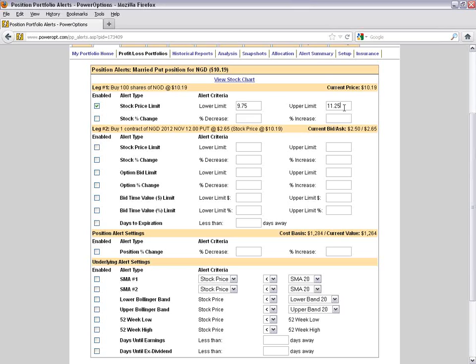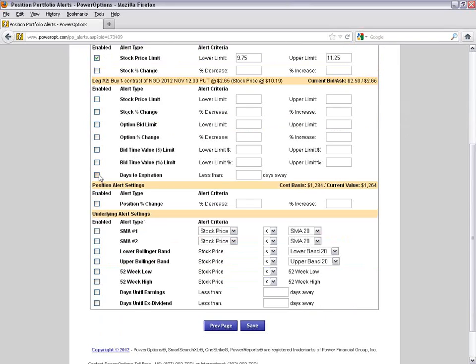Now I might want to analyze doing an adjustment for this particular position. I can also be notified if I'm within 60 days to expiration, just in case I forget. In general, I might want to look at 75. I just don't want to let that go all the way to expiration.